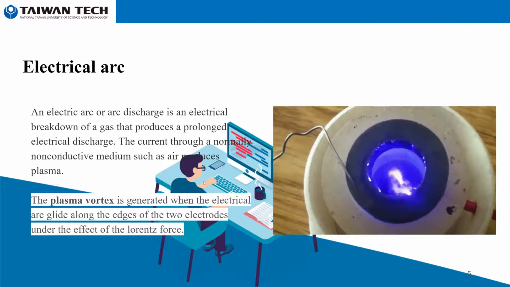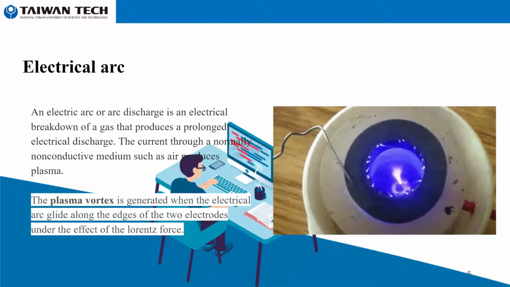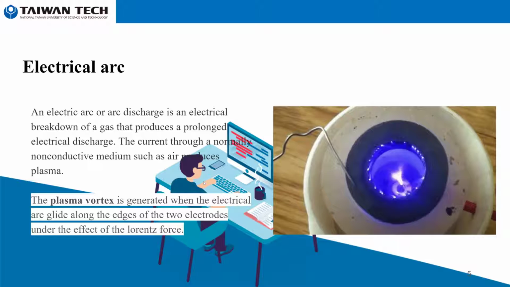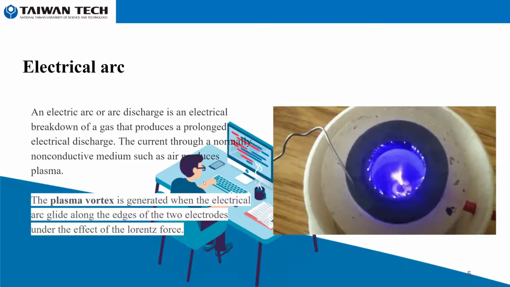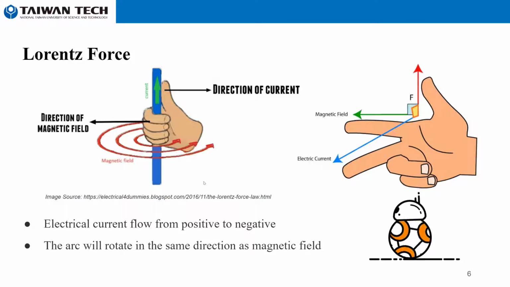So, an electrical arc or an arc discharge is an electrical breakdown of a gas that produces prolonged discharge. The current through a normally non-conductive medium such as air produces plasma. So here, the vortex is generated when the electrical arc glides along the surface of the two electrodes under the effect of the Lorentz force. As many of you already know, the Lorentz force is the relation between the direction of the magnetic field and the direction of the current.